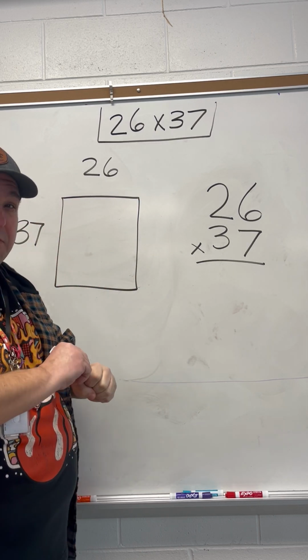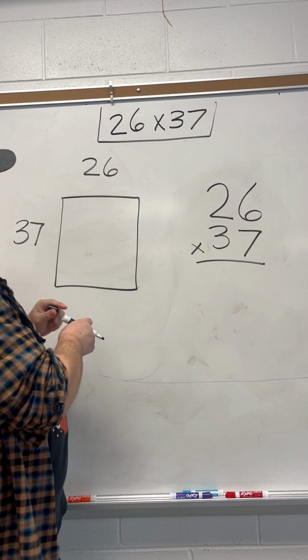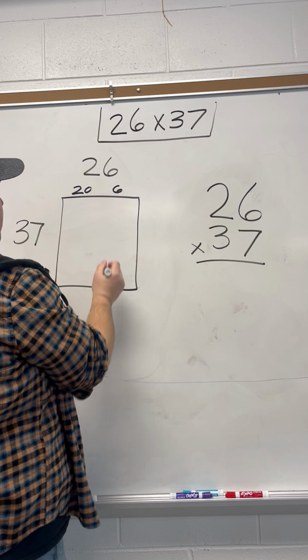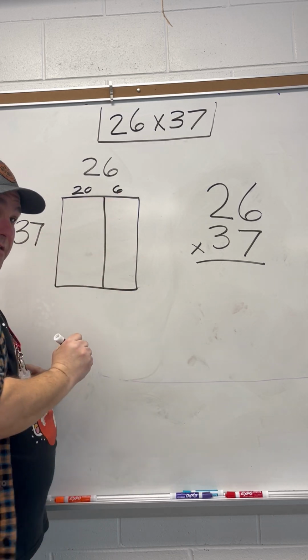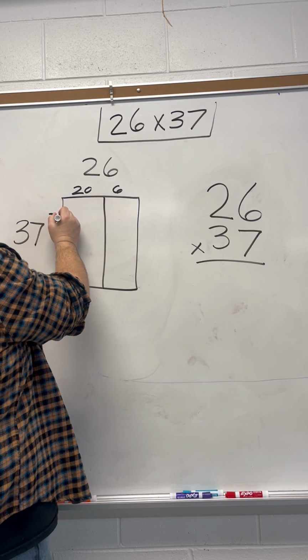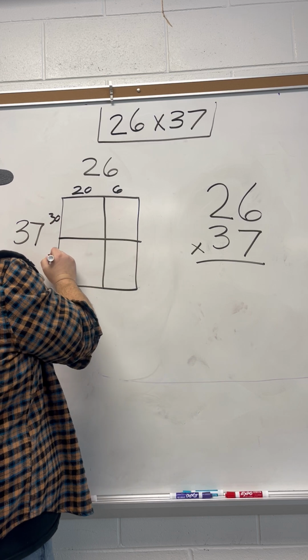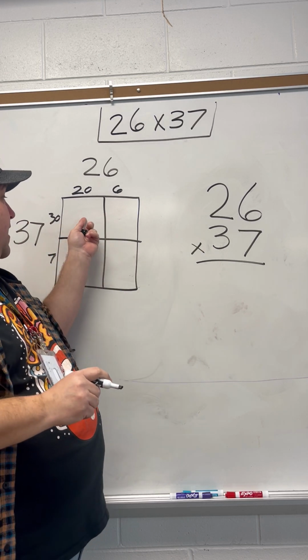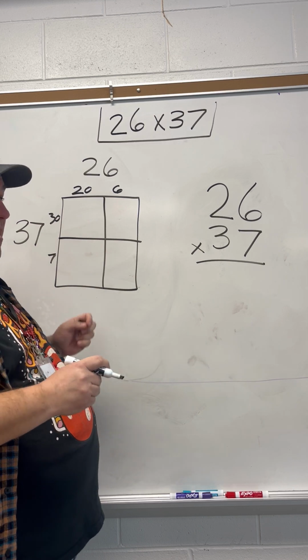But we can actually break this up a little farther. 26 we can think of as 20 and 6, right? And that 37 we can think of as 30 and 7. Now we've got four smaller pieces inside here, and I can easily find these and then add those up.